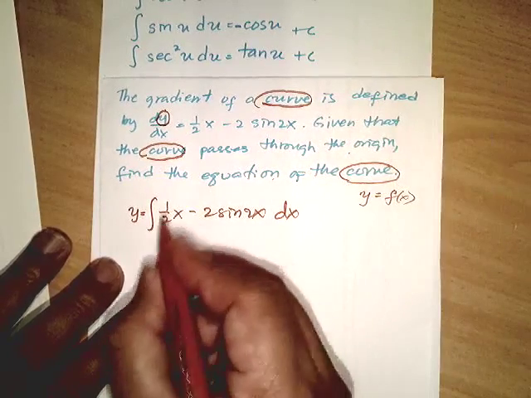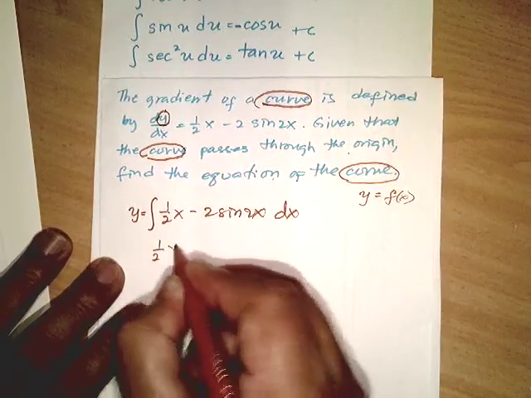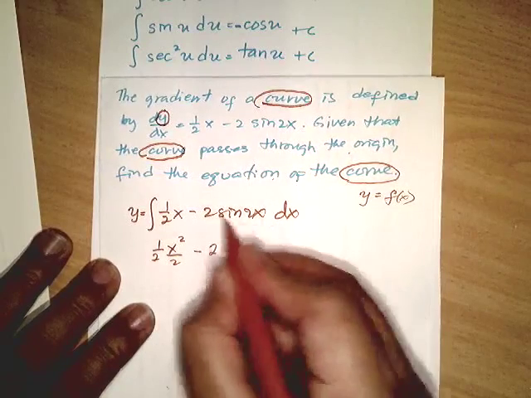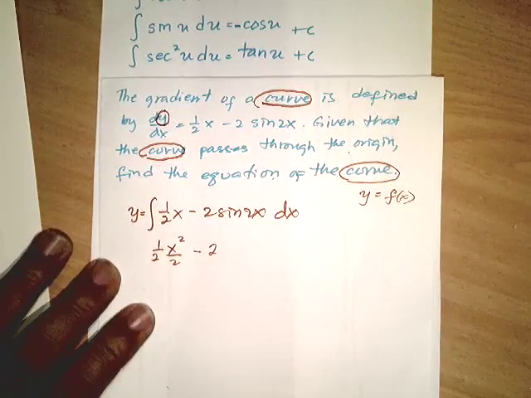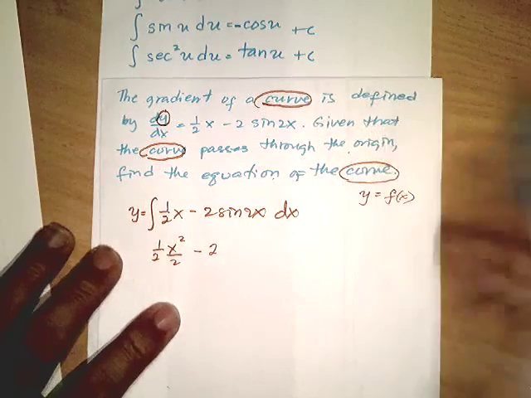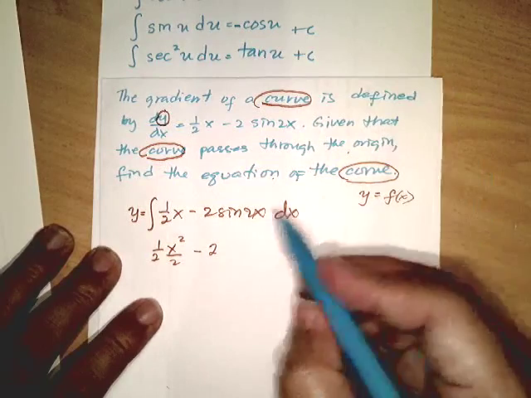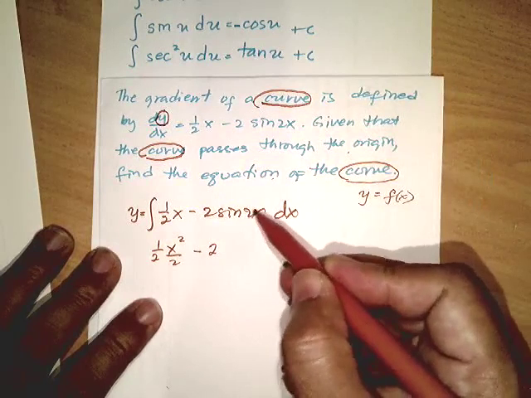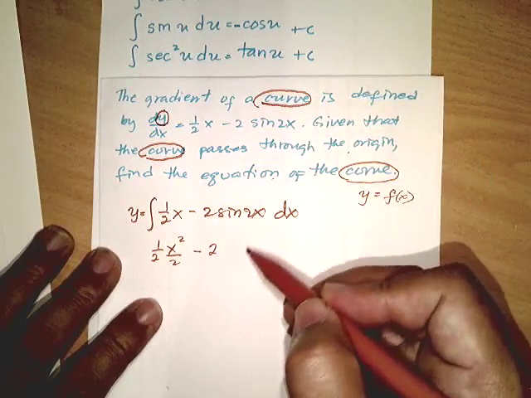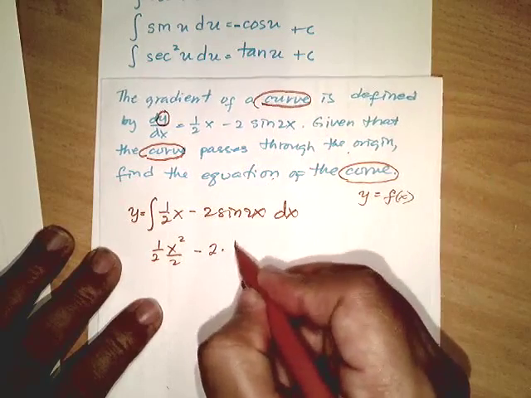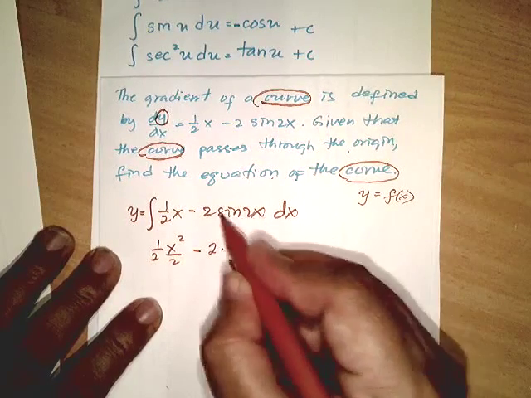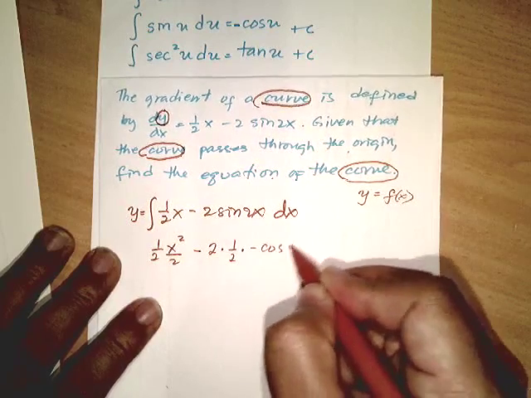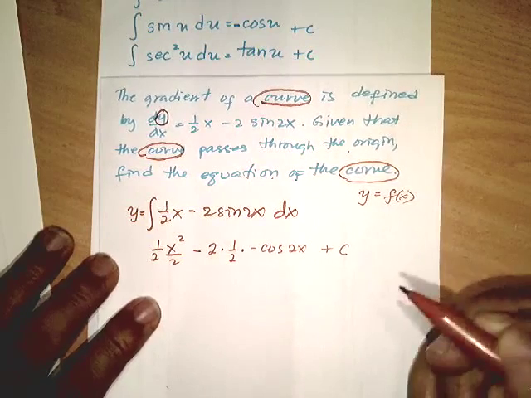So the integral of this is 1 half x squared over 2 minus 2 times, what's the integral of sine 2x again? We can use the substitution. However, if you get used to the technique, you can simply note that the derivative of 2x is 2, so take the reverse of that, which is 1 over 2. Then the integral of sine is negative cosine 2x. Then you add plus c.